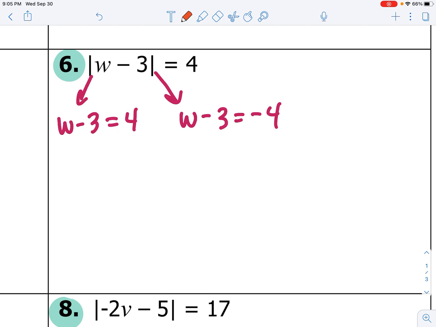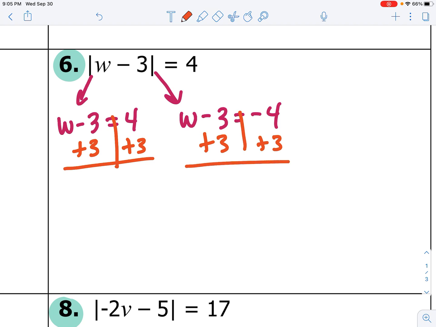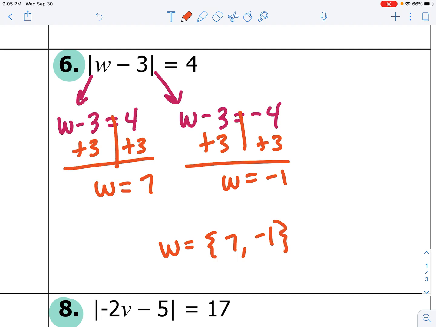So from here, I need to solve for W, and I need to do the same step in both equations. In order to do that, I need to add 3 to both sides for both equations. So for my first answer, I need to add 3 to +4. 4 plus 3 is 7. And for the second answer, I need to add 3 to -4, which results in a -1. So our solution set answer is 7, -1, or -1, 7.